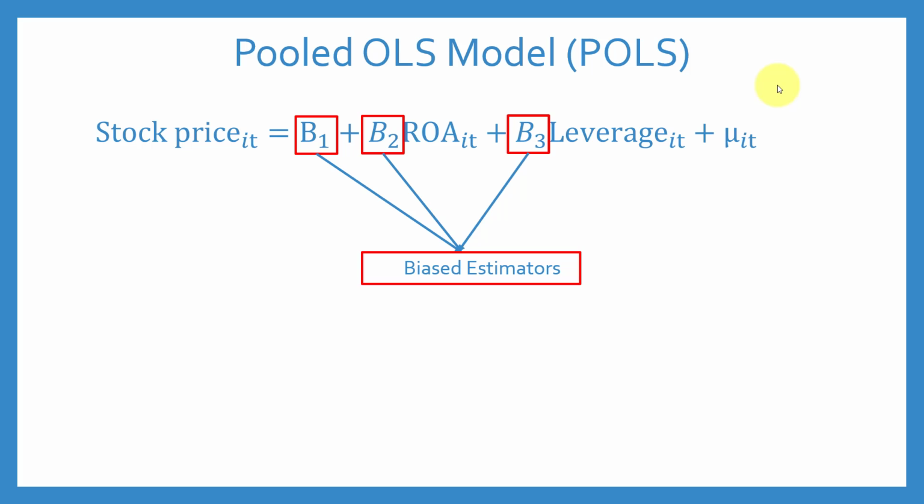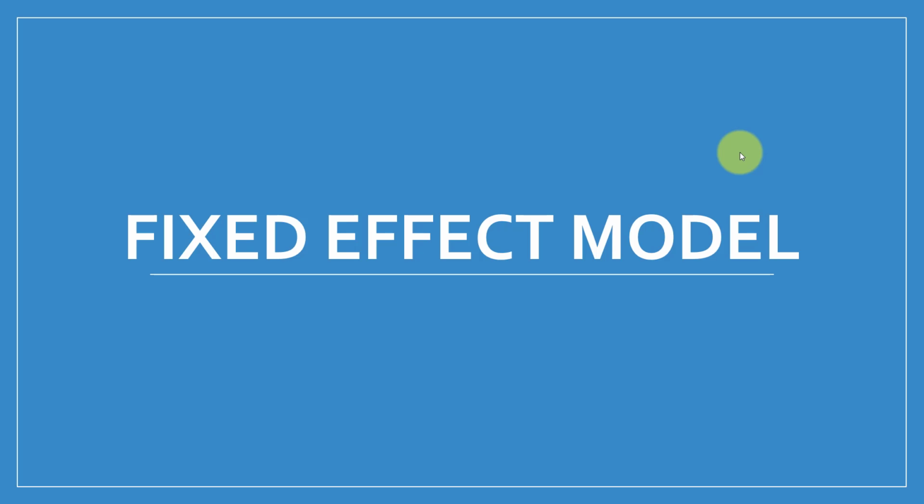So one of the issues with pooled OLS is that if the error term, which contains the individual heterogeneity, is correlated with our independent variable, then we have an issue of endogeneity and we do not fulfill the regression assumptions. So one of the ways to tackle this issue is what we call a fixed effect model.